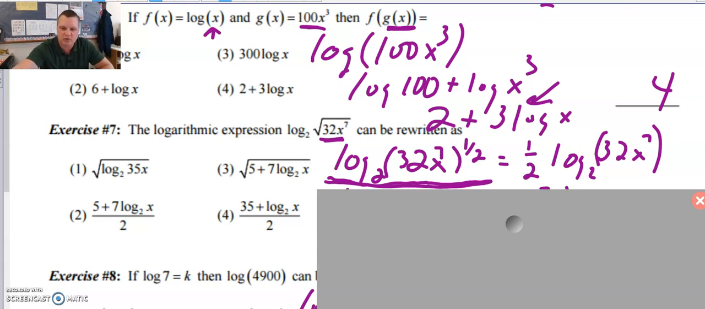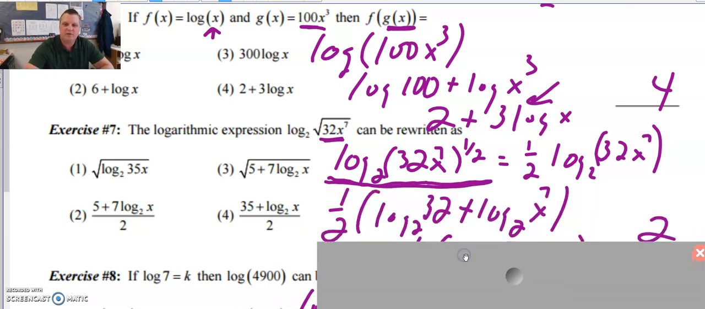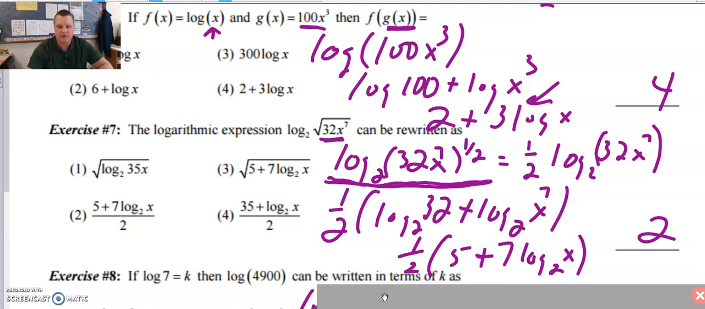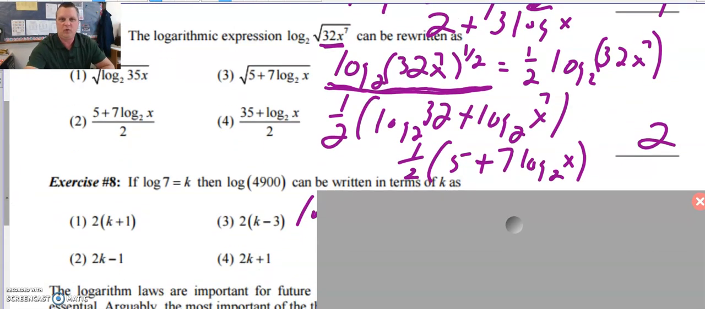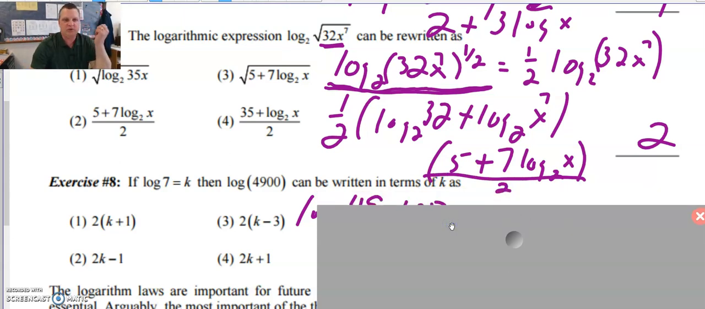Now we're doing our distribution. So we have 1/2 log base 2 of 32 plus log base 2 of x to the 7th. You have to make sure you keep everything in order. 1/2 log base 2 of 32, put it in your calculator, is 5. And then we have plus 7 log base 2 of x. Now that 1/2 out in front, if you distribute it through, it becomes all over 2. And that's why it's choice number 2.